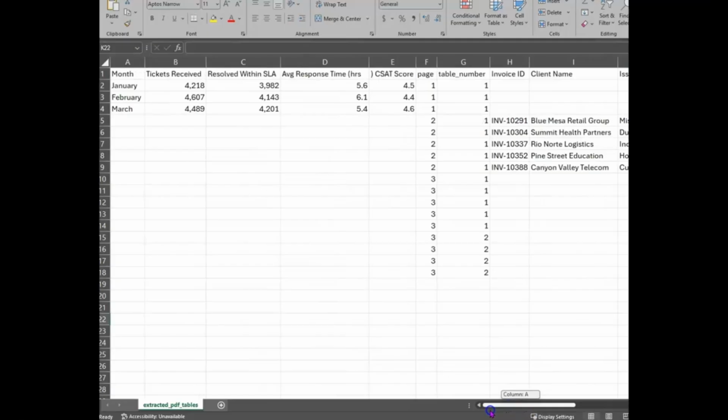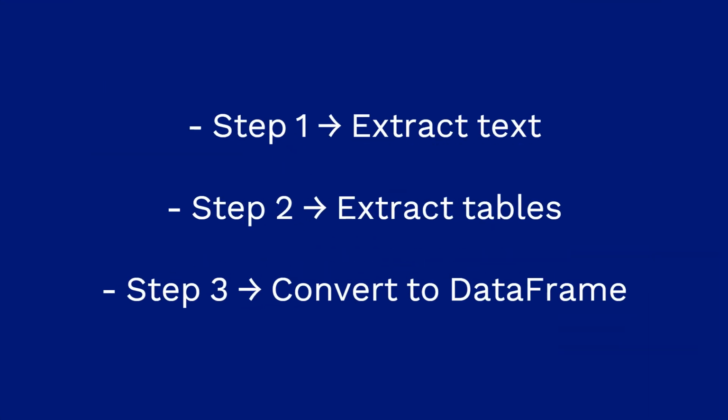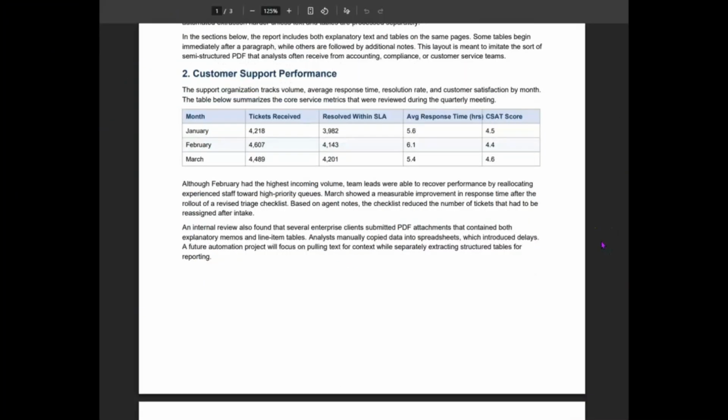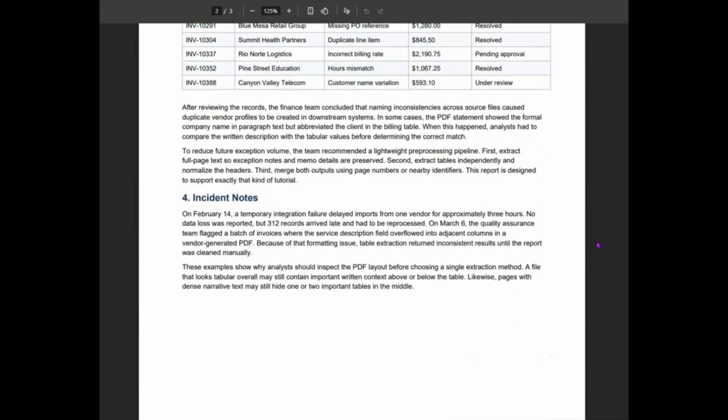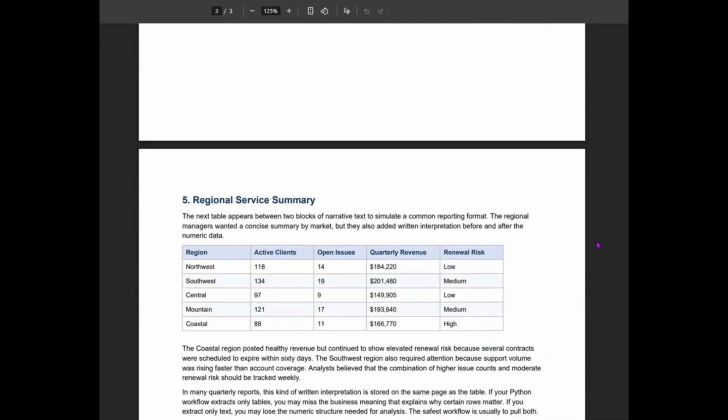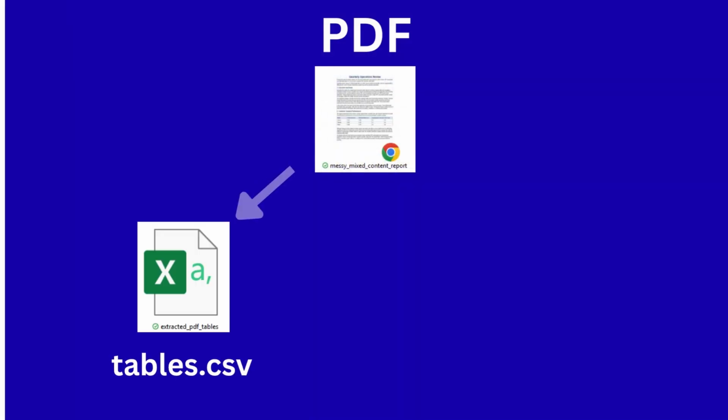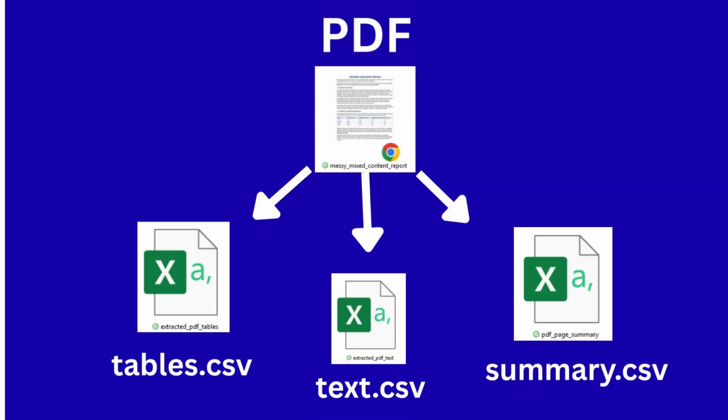And don't worry, if this looks complicated, I'll break it down into 3 simple steps so you can follow along easily. The problem is if you extract only text, you lose table structure. And if you extract only tables, you lose the context. So the trick is to separate them and process the PDF page by page.